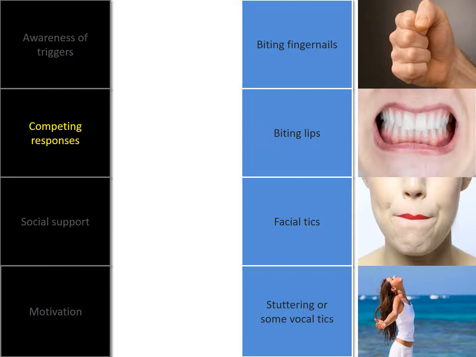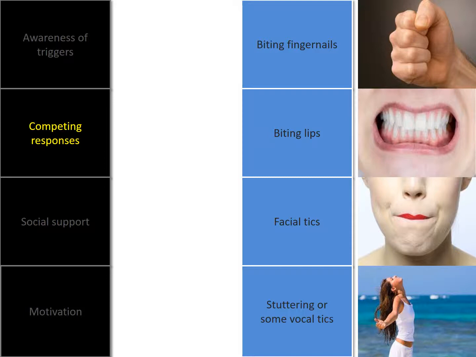For example, to override the tendency to bite their fingernails, they could clench their fist, or to override the tendency to bite their lip, they could clench their teeth, and to override facial tics, they could sort of purse their lips. And to overcome or prevent stuttering, they could engage in diaphragmatic breathing, that is, deep, regular breathing to relax.